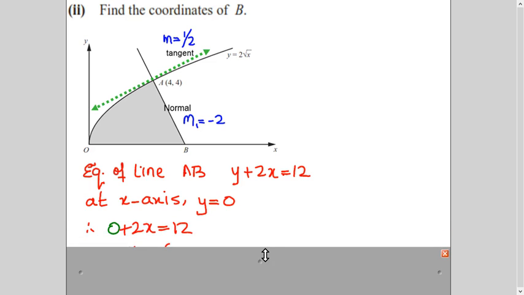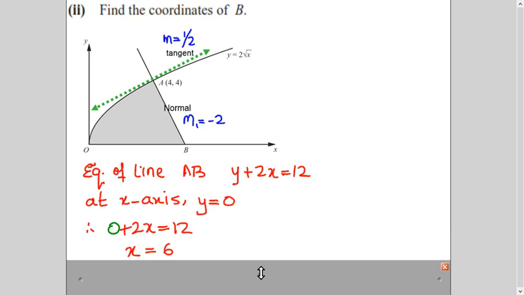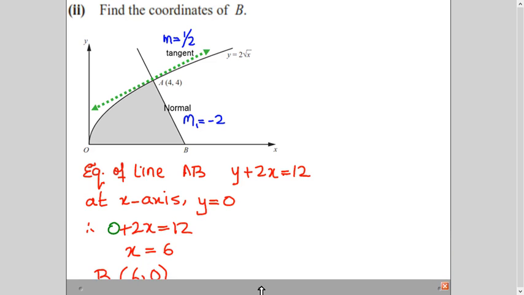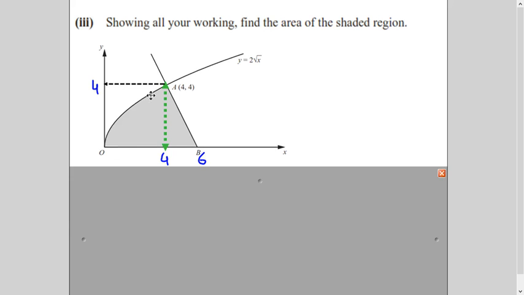So this concept is simple because it has come from coordinate geometry and we are already aware of it. So the point will be 6, 0. Is it all right? So now let's see the last part of the question. Last part of the question is saying find the area of the shaded region.